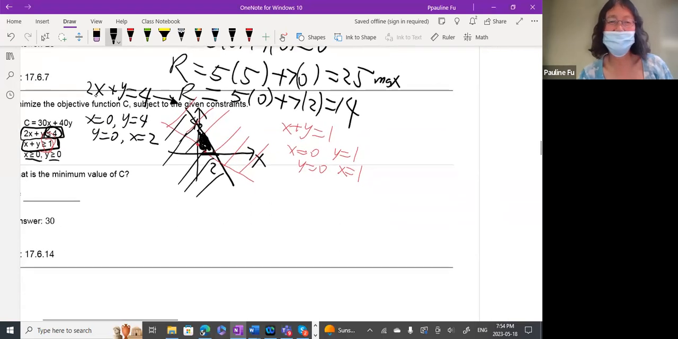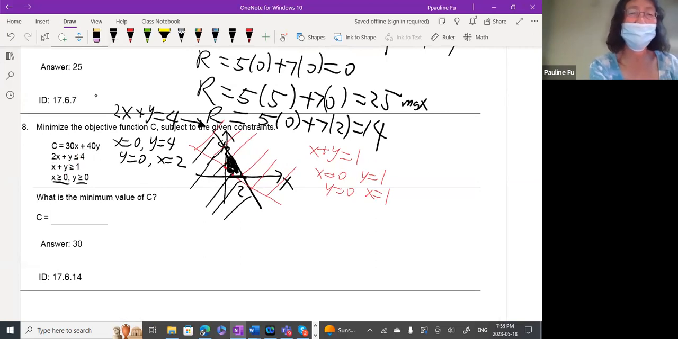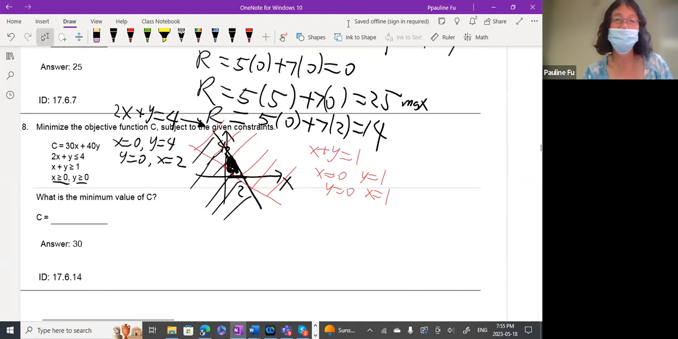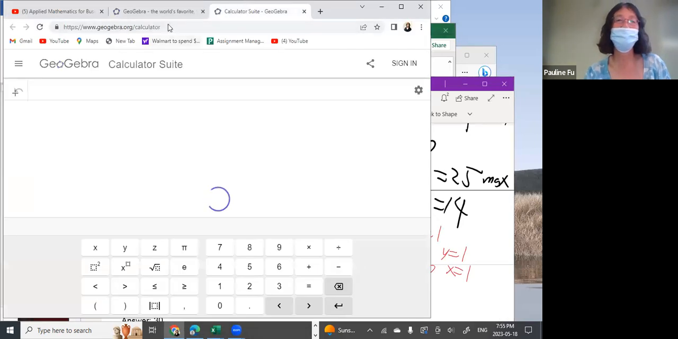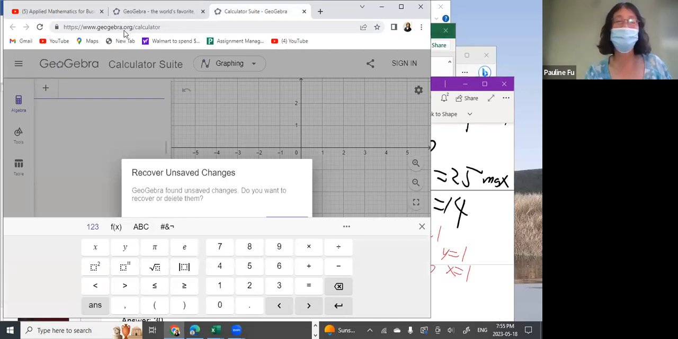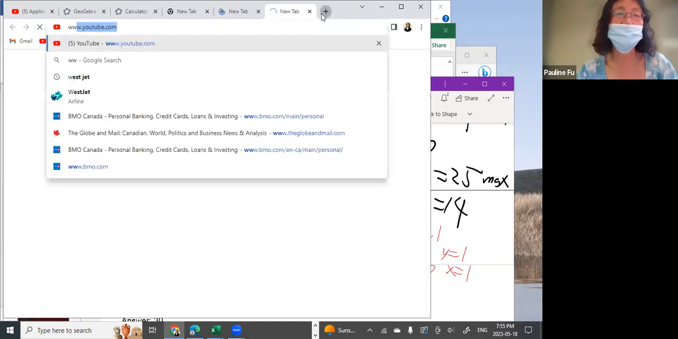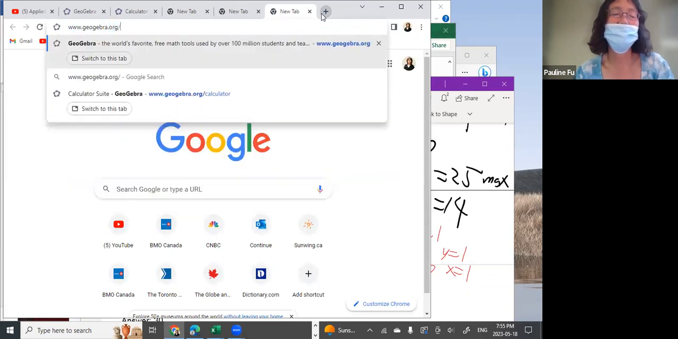So maybe I will redraw the line. I want to use technology to draw those straight lines so that you have a clear picture. 2x plus y equal to 4. So I use this free software website, www.geogebra.org/CAS. Maybe I'll retype in the website, www.geogebra.org/CAS.